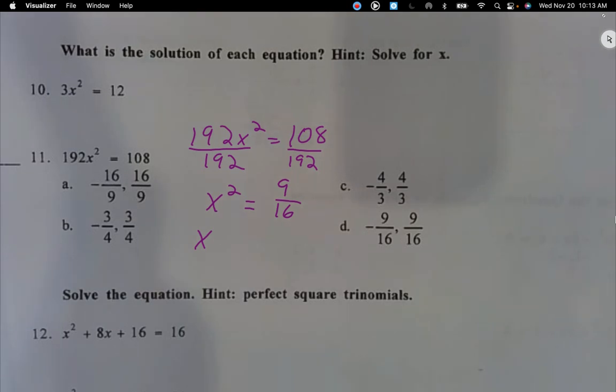What is the square root of 9? 3. What is the square root of 16? 4. And we have plus or minus.